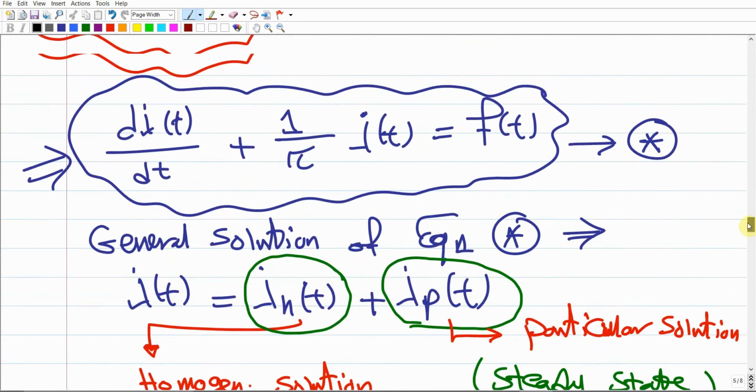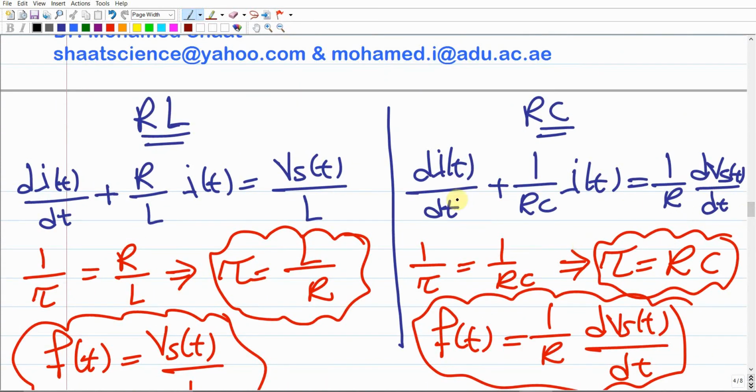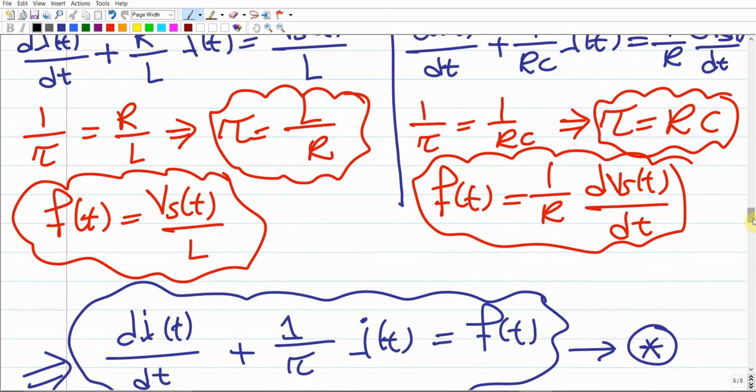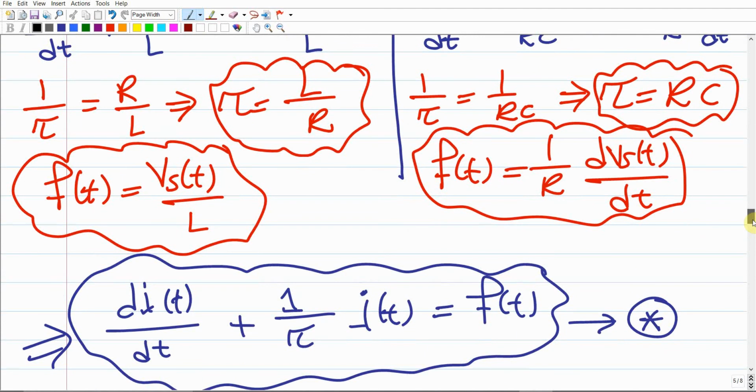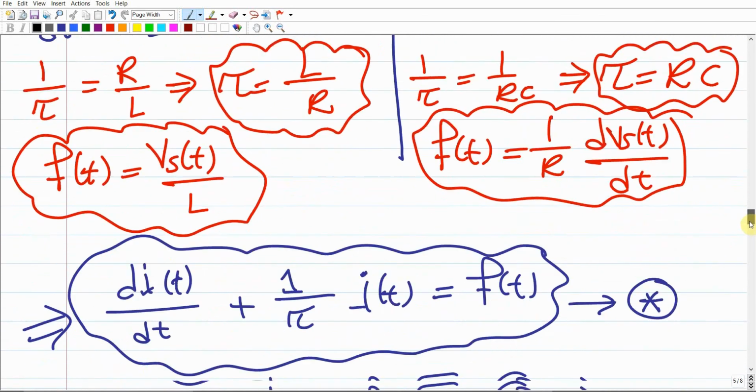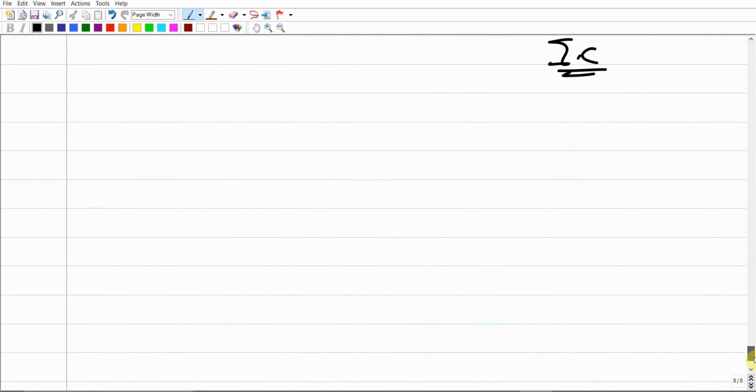we said that for any RC circuit, this is going to be the equation, di by dt plus 1 over RC times I of t equals 1 over R dv by dt. And tau for the RC circuit is going to be RC, and the f of t, the right hand side, is going to be 1 over R dv by dt. Make sense? So simply I can write the equation into this form using the tau and the f. But for the RC circuit, you should understand that the tau should be the RC, and the f of t should be the dv by dt divided by R. So I'm going to use these expressions here.